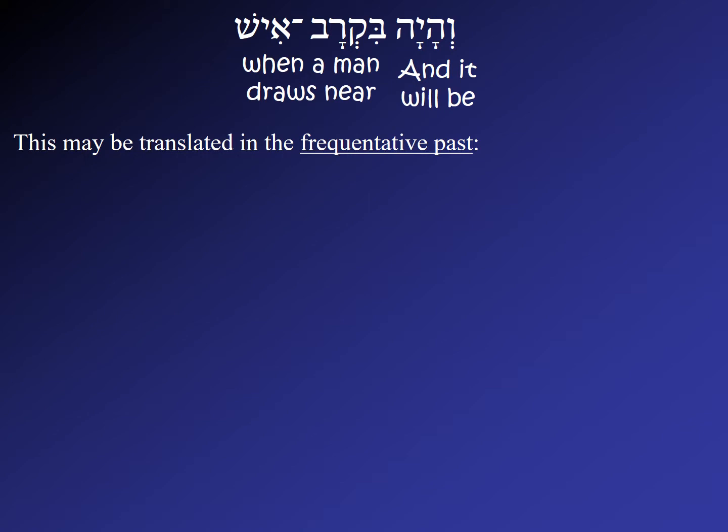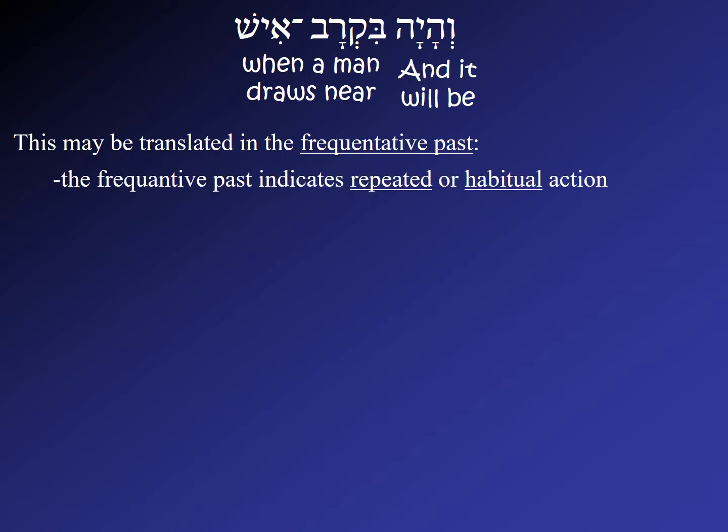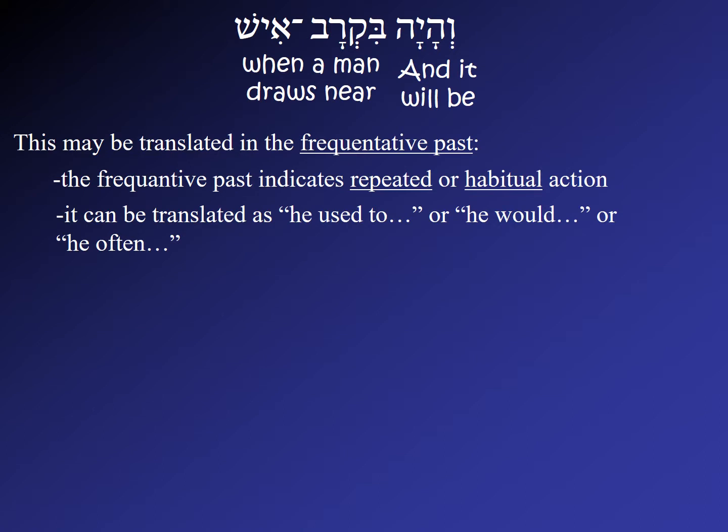However, we could also translate this phrase with the frequentative past. And the frequentative past refers to actions in the past that are repeated or habitual actions. That is, they occurred in past time, but they occurred more than once. So if we translate in the frequentative past, then we would translate this as he used to, or he would, or he often, or something like that, indicating repeated action in the past.